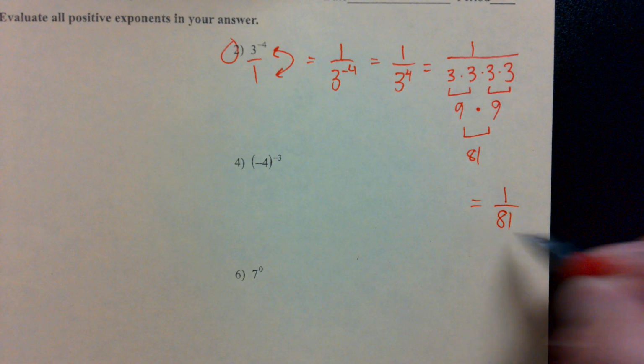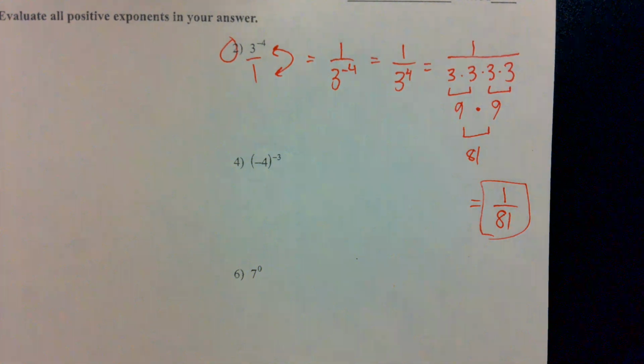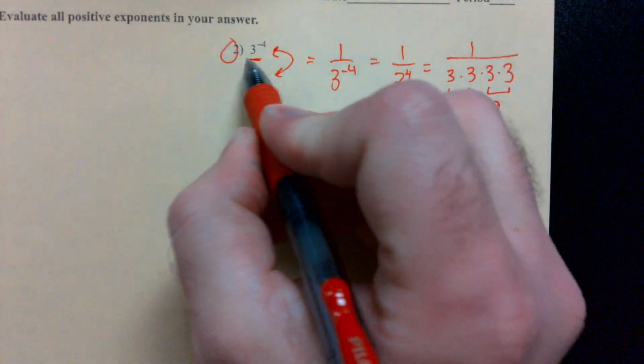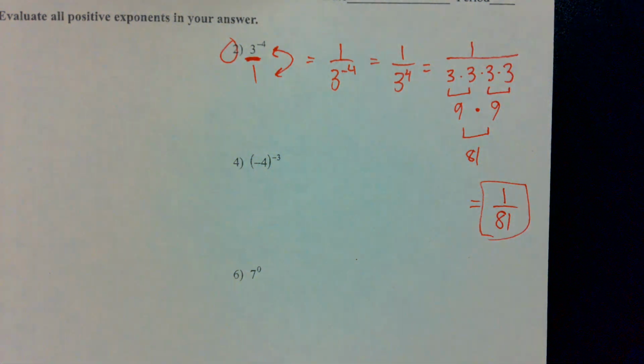1 over 81. Right? Is my answer going to be positive or negative? Positive, right? Because the base itself, 3, is positive. Right? So we know that our exponent, even though our exponent's negative, our whole fraction answer is not going to be negative. Sound good on number 2? Anything I can clarify about that? No. Perfect.